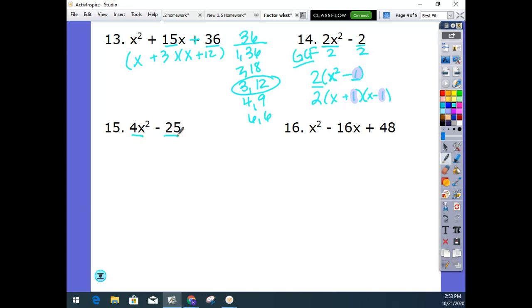Notice both of these, perfect square. There's no GCF. Everything has to be exactly the same. One's a plus, one's a minus. Because look what happens. Positive 10x, negative 10x to get 0.